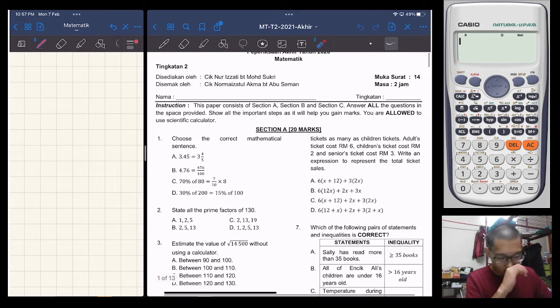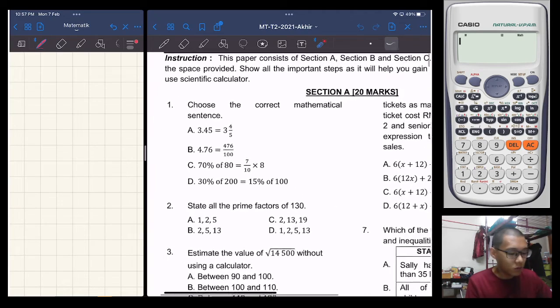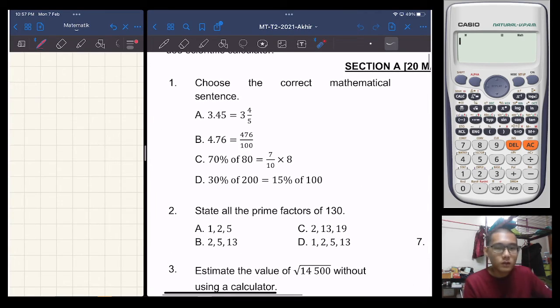So we'll start from question 1 first. Okay, in session A, question 1: choose the correct mathematical sentence. Okay, this one we cannot say sentence but equation, because we know that here also have 80 of 200 is a type of sentence also. So we try to understand which one is the correct statement.